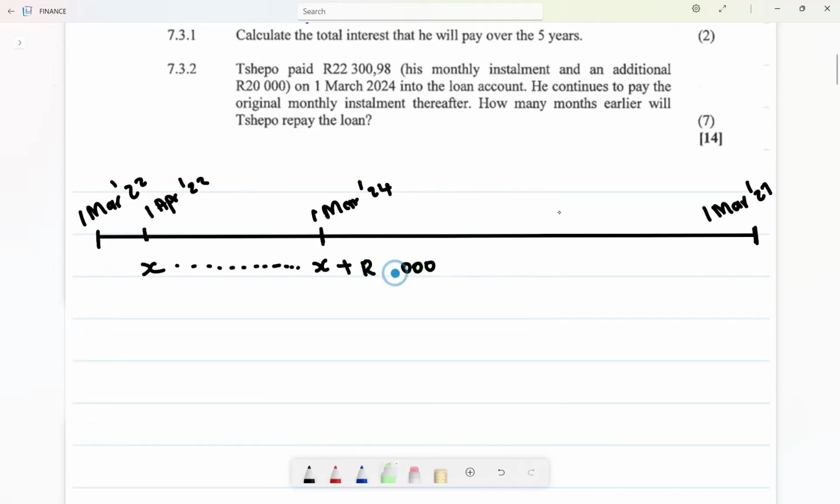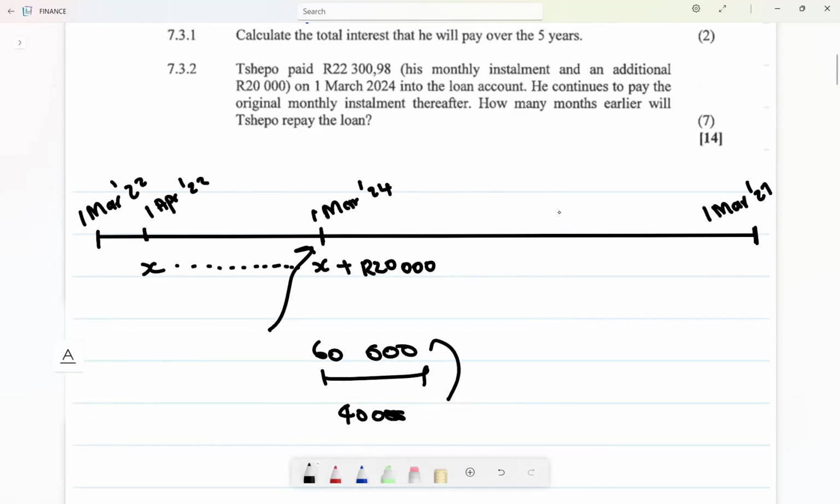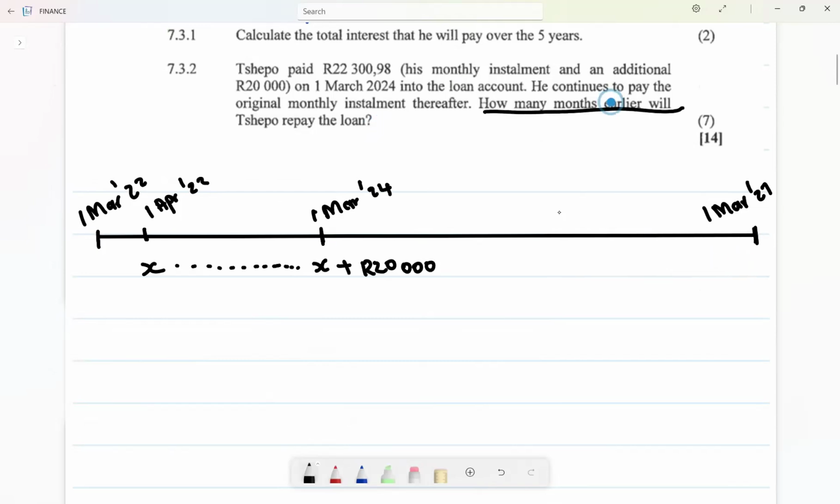What do I mean by it affected the outstanding balance? It means if Tshepo was owing 60,000 at this point, when he takes out 20,000, he will now owe 40,000. So can you see he will pay this amount at a faster time compared to the 60,000 original? This is what I'm trying to explain basically. So he will not reach this point to pay. Hence the question says, how many months earlier will Tshepo repay the loan? So we want to know where earlier will Tshepo finish making the payment.